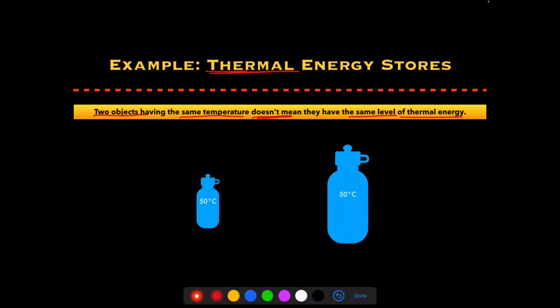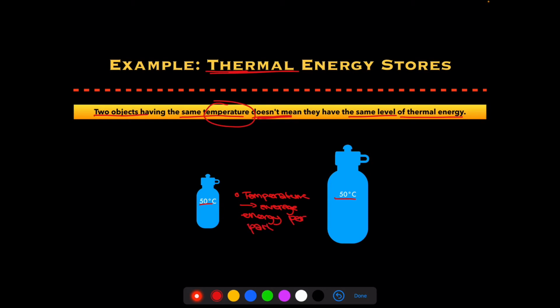Both of them are full of water. We have a smaller one and a bigger one. Even though they have the same temperature of 50 degrees Celsius, they do not have the same level of thermal energy, because of what we essentially mean by this word temperature, which we just take for granted and use in our everyday lives. Temperature is something you can think of as a measure of average energy per particle.